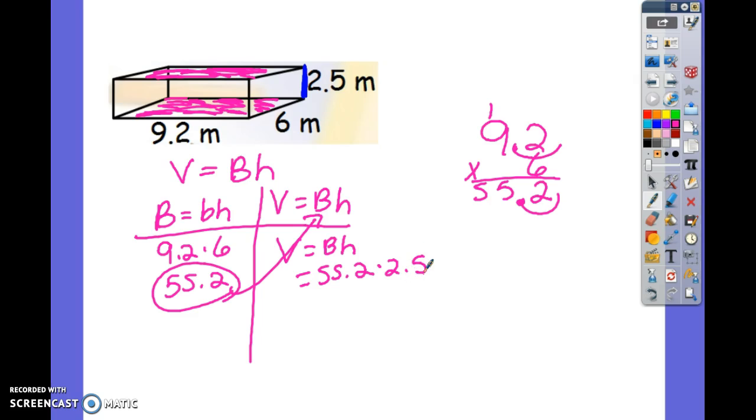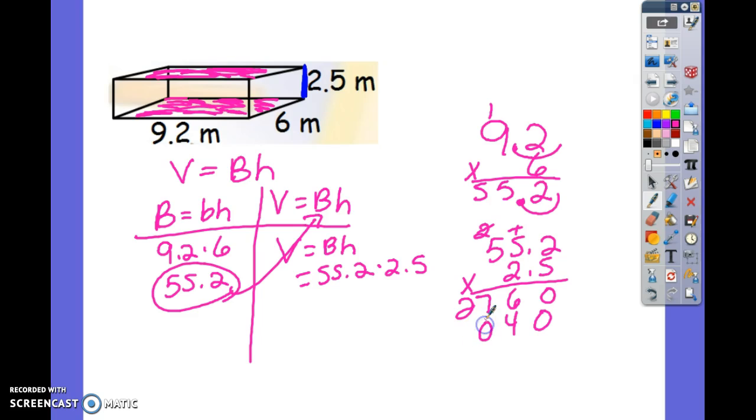So now we are going to multiply the area of the base times the height of the prism. And so we will have 55 2/10 times 2 5/10. 5 times 2 is 10, carry the 1. 5 times 5 is 25, plus 1 is 26, carry the 2. 5 times 5 is 25, plus 2 is 27. I need a 0 placeholder. 2 times 2 is 4. 2 times 5 is 10, carry the 1. 2 times 5 is 10, plus 1 is 11.